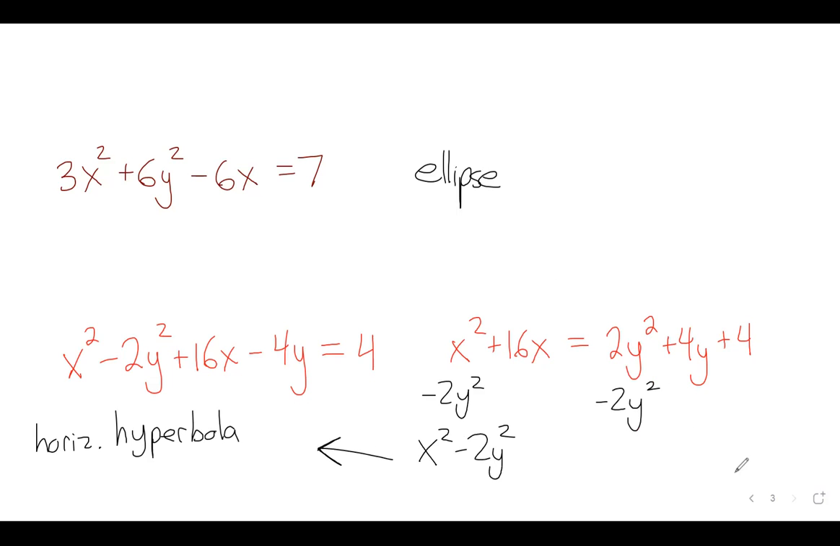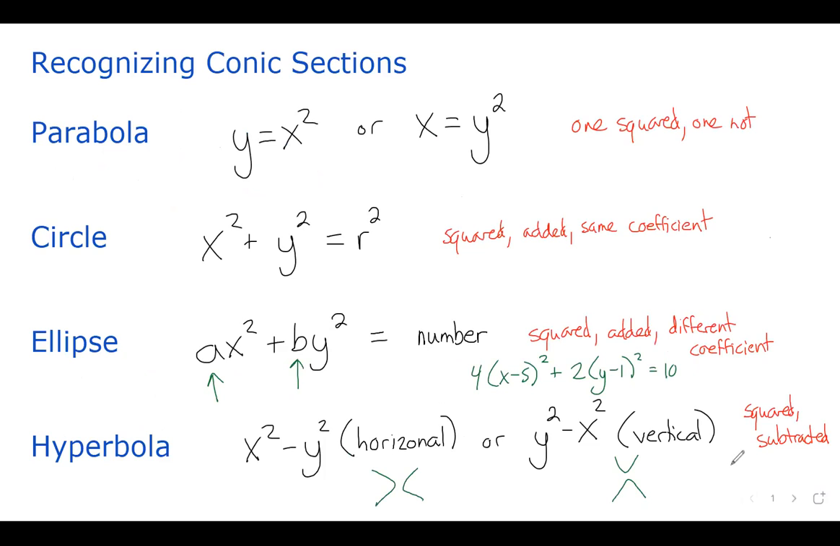So those are the basic rules. Again, it has to do with what's being squared or not squared, what's being either added or subtracted, and sometimes whether the coefficients are the same or not. But those are the rules that tell you which of the 4 conic sections an equation would represent.